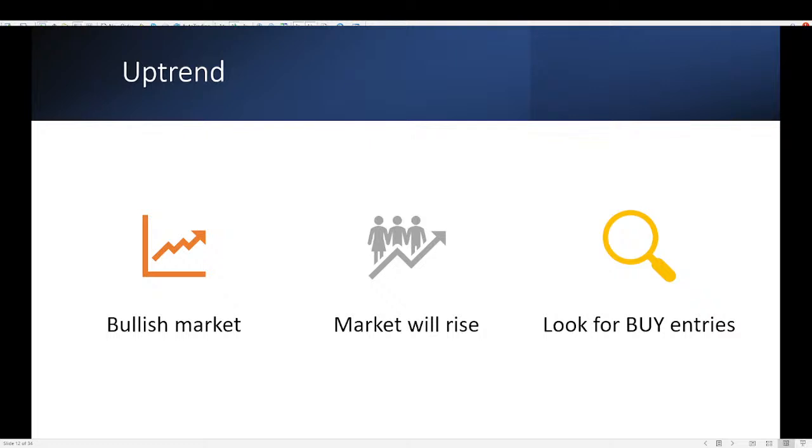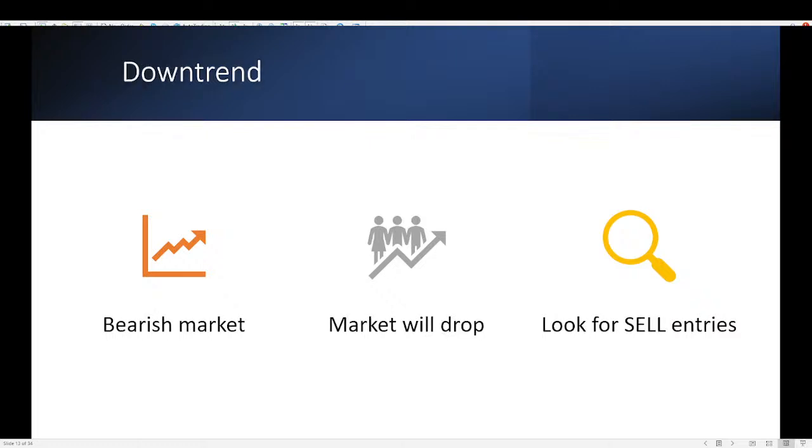Okay. The market rises. And then what do you do in a bullish market, which is an uptrend? You look for buy trades. That's what you generally look for. For those of you that don't know, I'm sure some of you already know this. This is not new knowledge to you, but it helps to go over the basics.